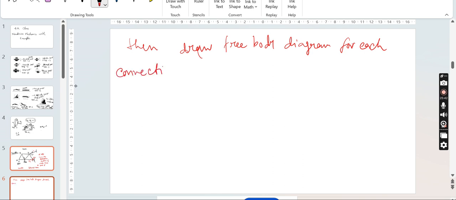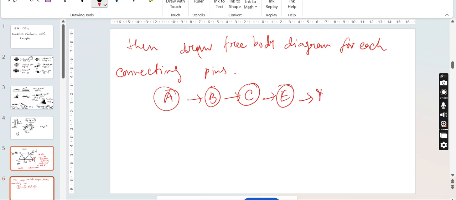Then draw a free body diagram for each connecting pin. And already he has given the order: first consider A, then B, then C, then E point again, then D.